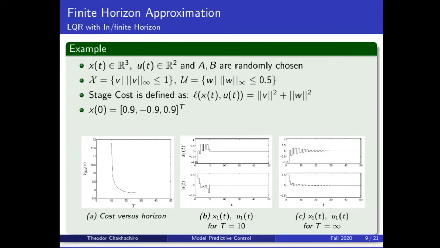And you can see for a control horizon of T equal to 10, we can achieve really good results compared to the optimal solution. But for big T less than 10, we cannot; the problem is infeasible and we can't achieve our optimal cost.